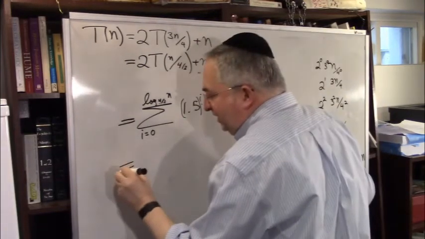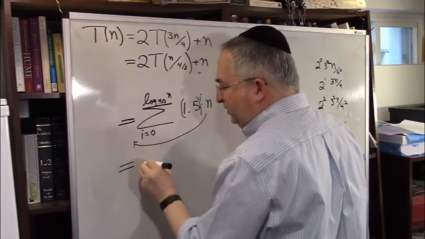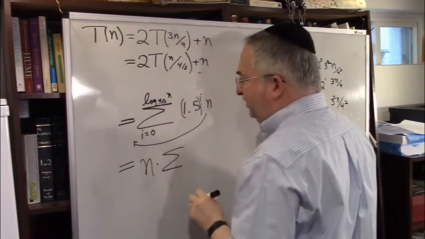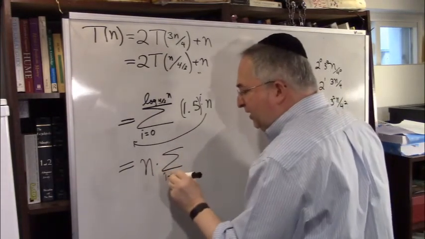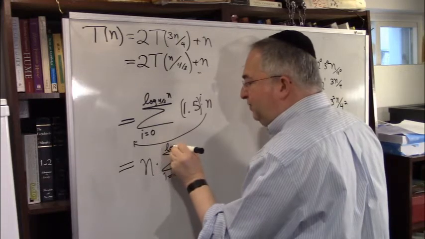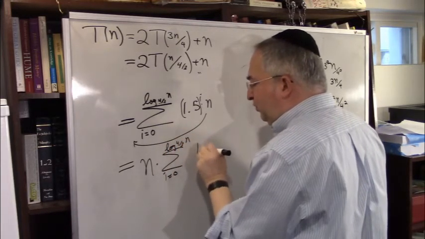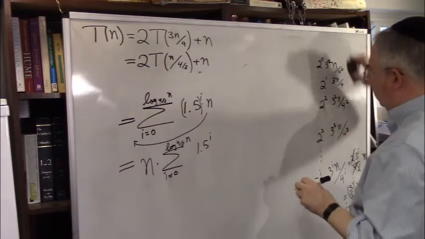Okay, this is a geometric sum here. The n goes to the front, and so this is equal to n times the sum. Well, okay, let's write it out again. The sum from i equals 0 to log base 4 over 3 of n of 1.5 to the i. Okay, now we use Mr. Geometric Series.